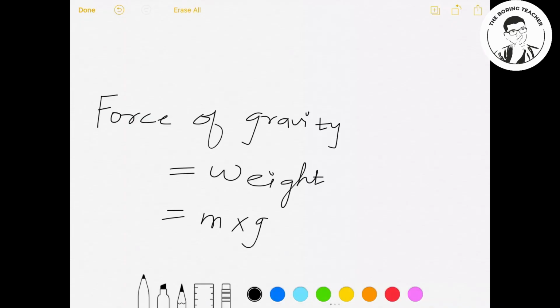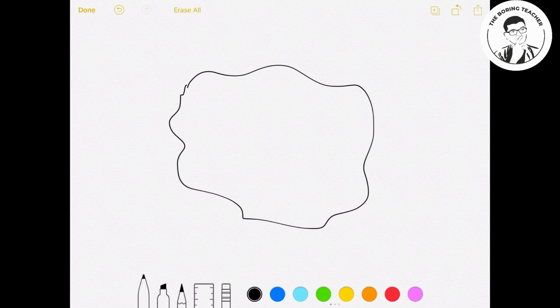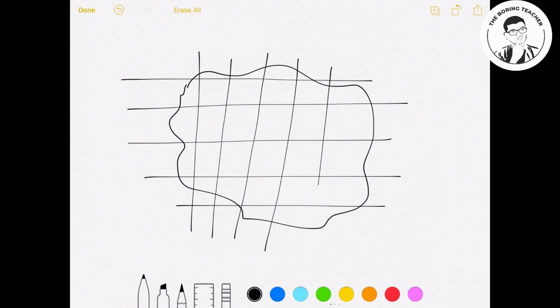Now we all know that the Earth attracts each and every particle towards its center by the force of gravity acting on the particle, that is known as its weight, given by the formula m into g. So we are assuming that there is an irregularly shaped object and it is divided into so many small particles. You can consider that the object is made up of infinitely many small particles.